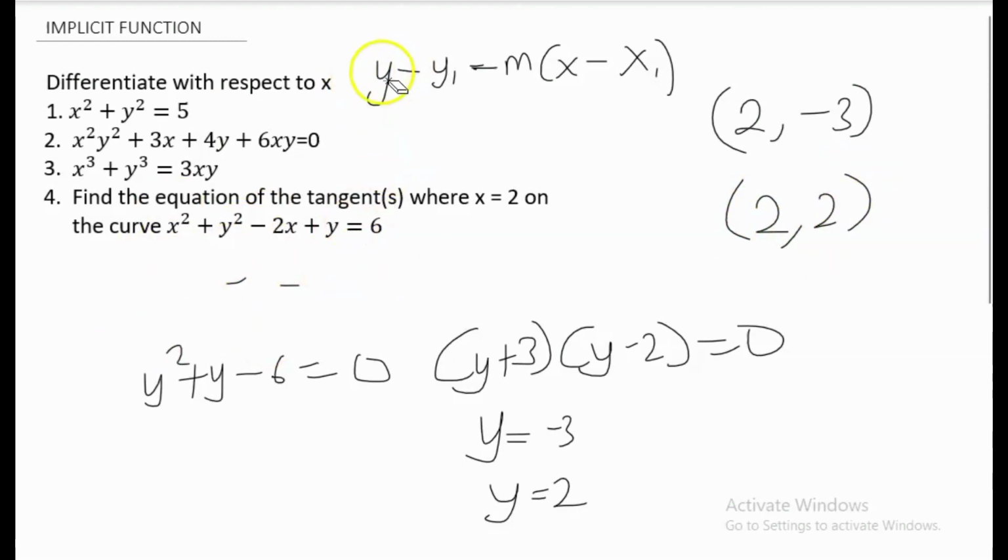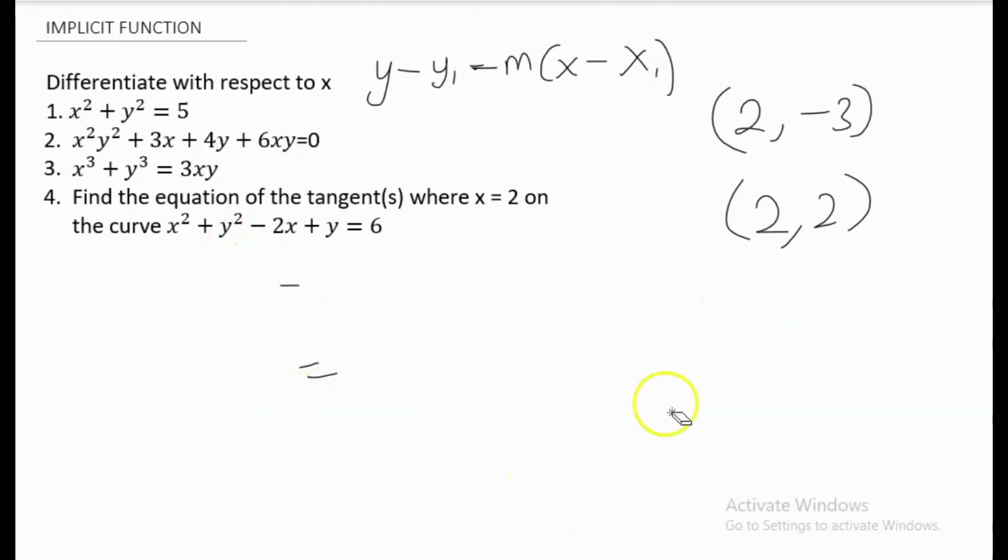So now we have the value of y, we have the value of x, but we don't have the value of m. That's what we're going to solve. Now the value of m would be the derivative of this curve. So if we find the derivative of this, then we find the value of m. So the value of m will be dy dx. So let's differentiate this.